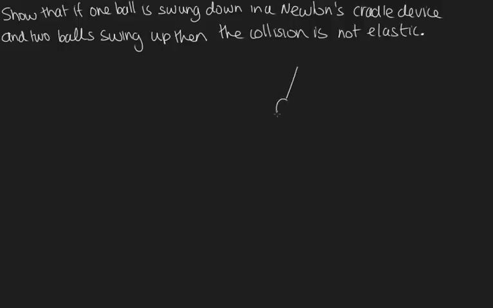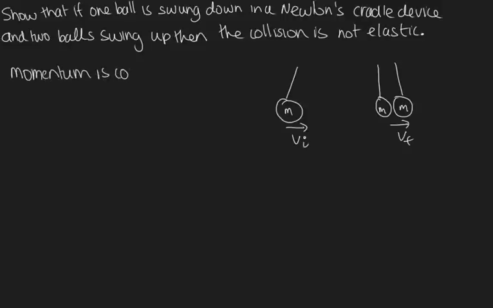We've got one ball, mass m, with some initial velocity vi coming down, and then we end up with 2 balls, each of mass m, with velocity vf swinging up. So each of these balls has velocity vf. We know that in a collision momentum is conserved, so the initial momentum is equal to the final momentum.